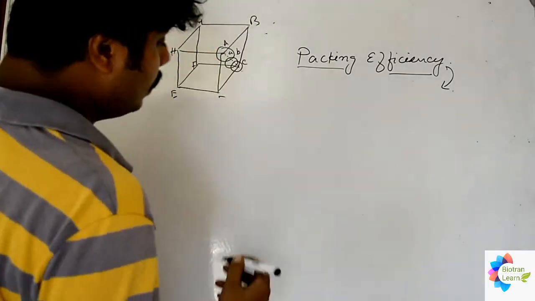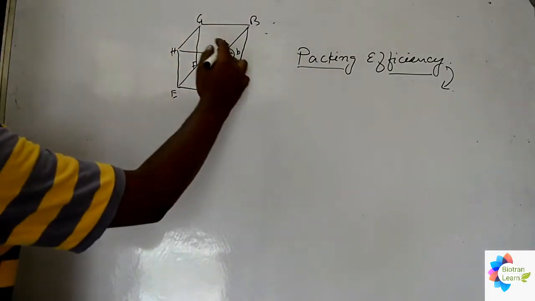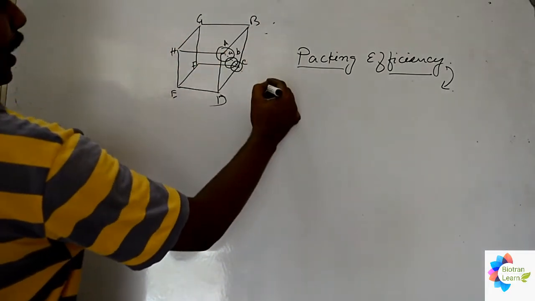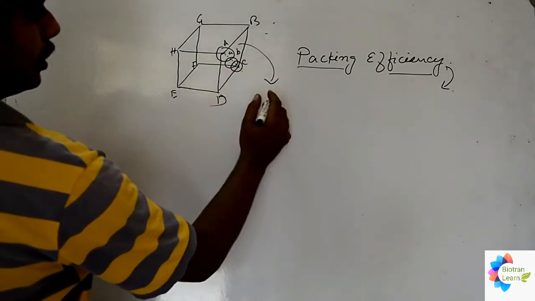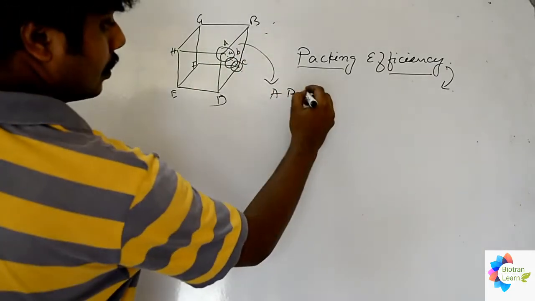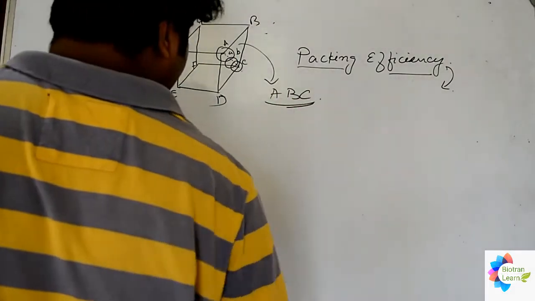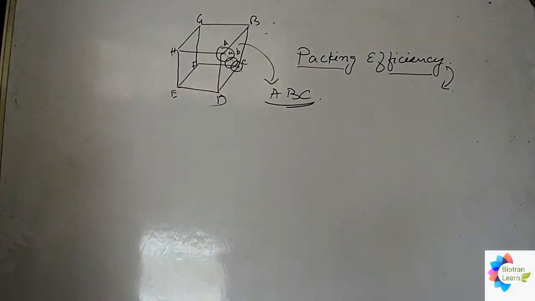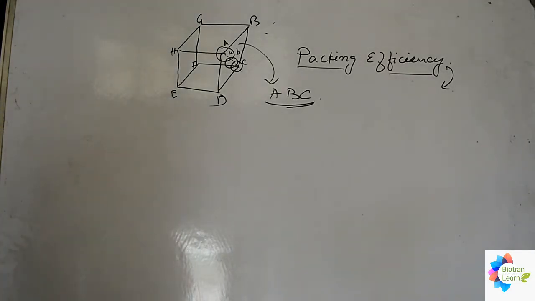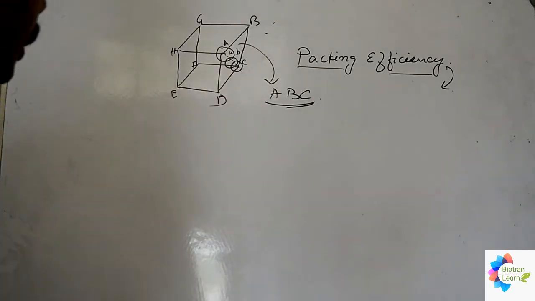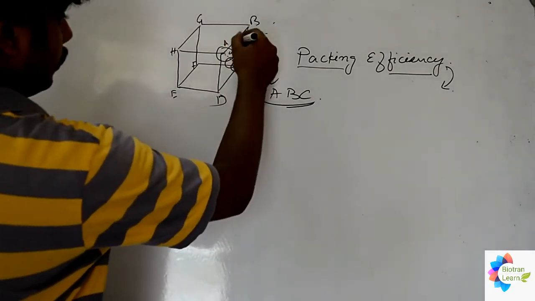Now let's see what we can do. In this case, we are getting a triangle, right? In this particular section, we are getting a triangle, that is, I have given in your notes also, right? So in triangle ABC, how can we calculate particularly the packing efficiency by using this particular triangle?